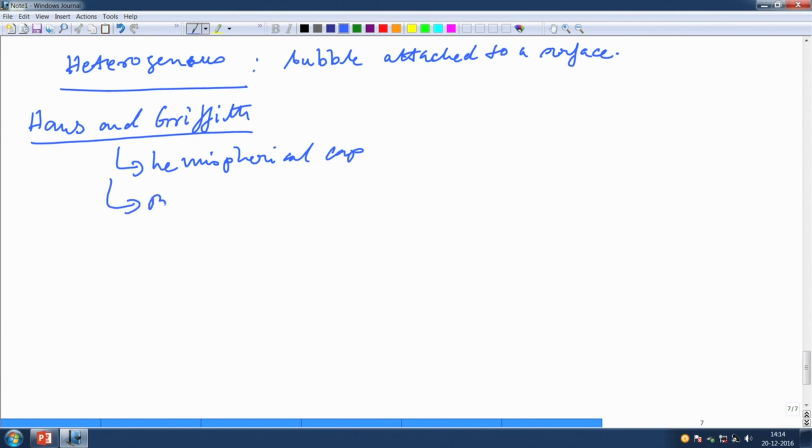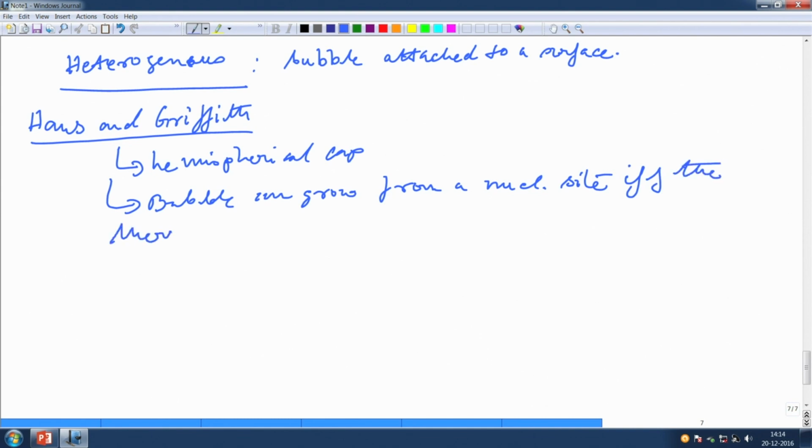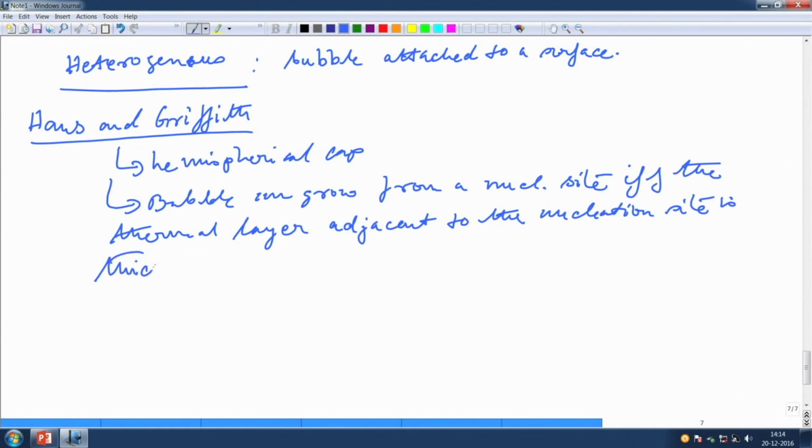And the bubble can grow from a nucleation site, that is, if you recall, it is like a micro crack or a crevice, okay. If and only if the thermal layer adjacent to the nucleation site is thick, okay. And we will show what that is.